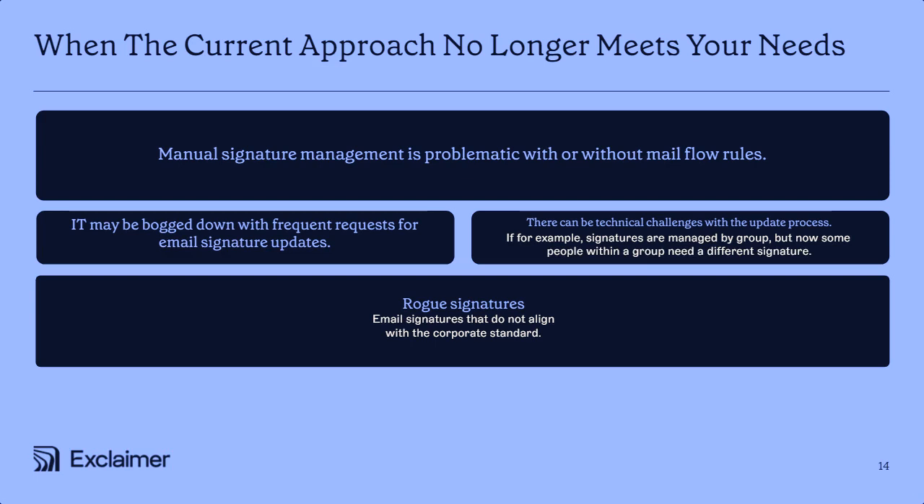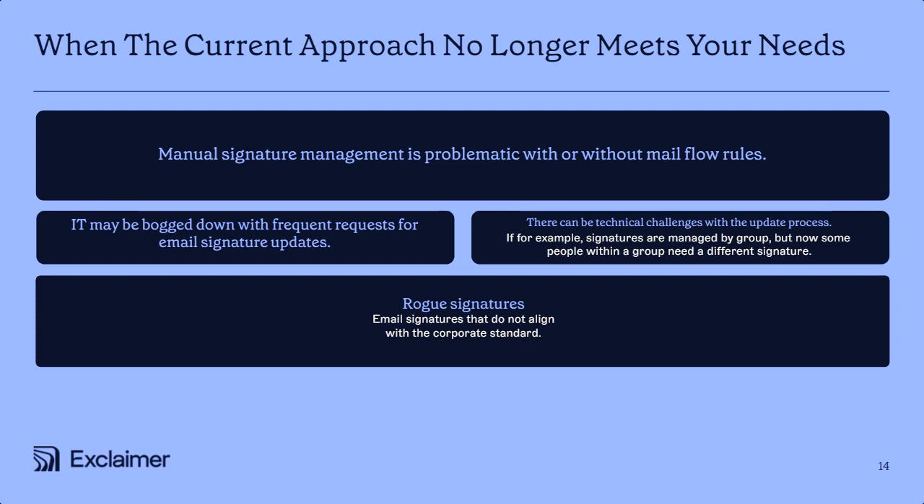So what I really want to highlight with all of this is that message signature management, when it's done manually, can be problematic, and that holds true whether you're using mailflow rules or whether you're truly taking a manual approach to signature management. The IT department can be completely bogged down if they're getting frequent requests for email signature updates. Never mind the approval process that goes along with that.